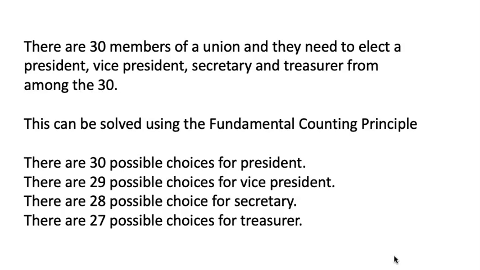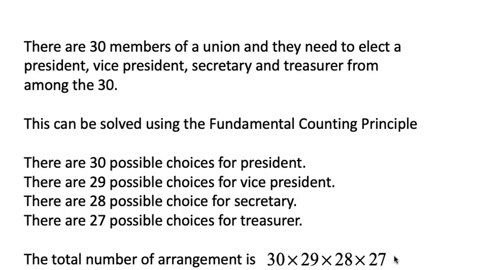So how many different ways can we arrange 4 selected people from a group of 30? Using our fundamental counting principle, that will be 30 times 29 times 28 times 27, which is 657,720. So you'll notice as we're working with permutations, some of these numbers get very large.